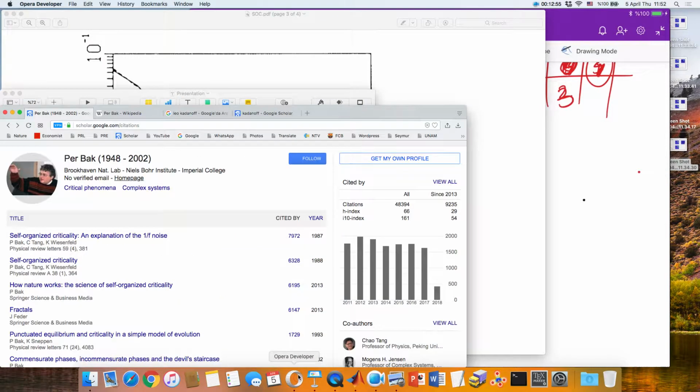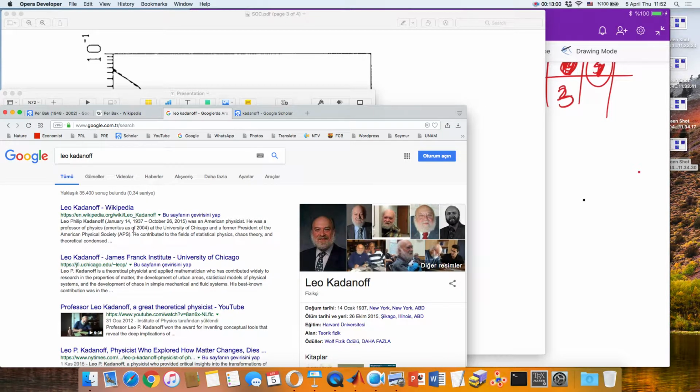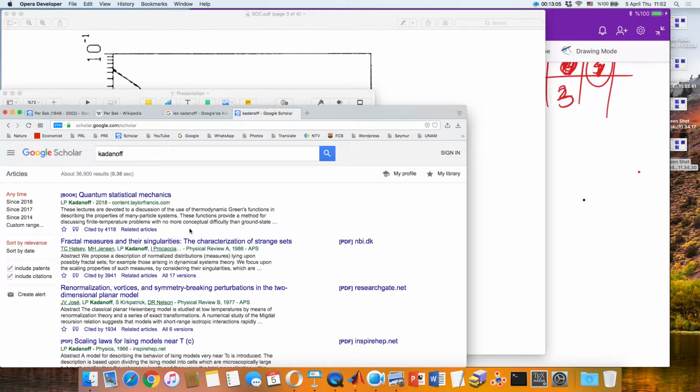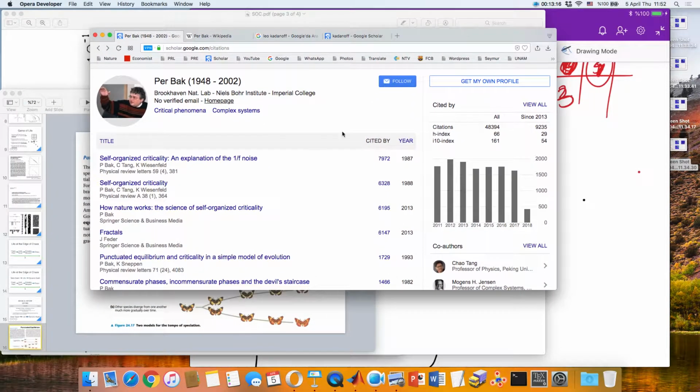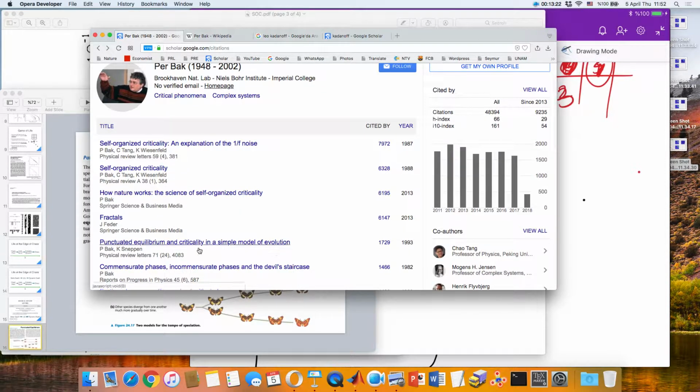I forgot to mention Leo Kadanoff himself, who asked, where is physics? It's important to ask questions, okay? And you can see that he himself contributed to fractal science. It's not like he doesn't like it. Let's look at Per Bak. So this is self-organized criticality, how nature works. And the next best thing that he did is punctuated equilibrium and criticality in a simple model of evolution. Are you with me? Yes? So let's look at that paper.